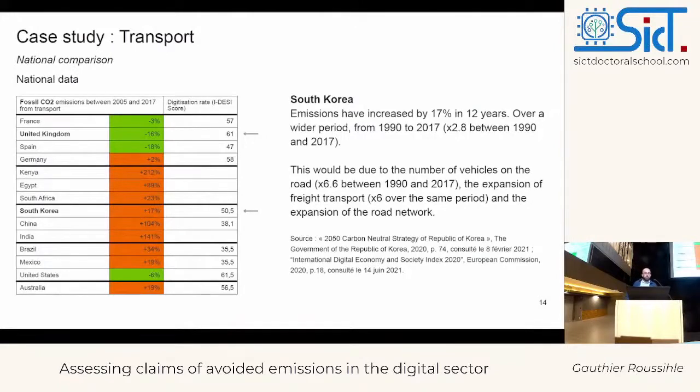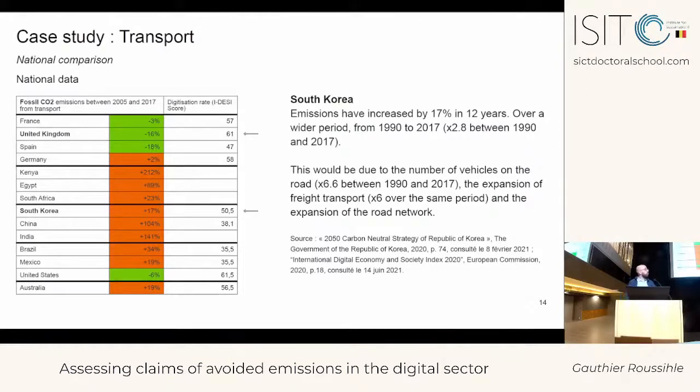Then you can look at national data. This is not GHG, it's CO2. CO2 emission between 2005 and 2017 from transport in all the countries of the scope. It has been increasing mostly everywhere.